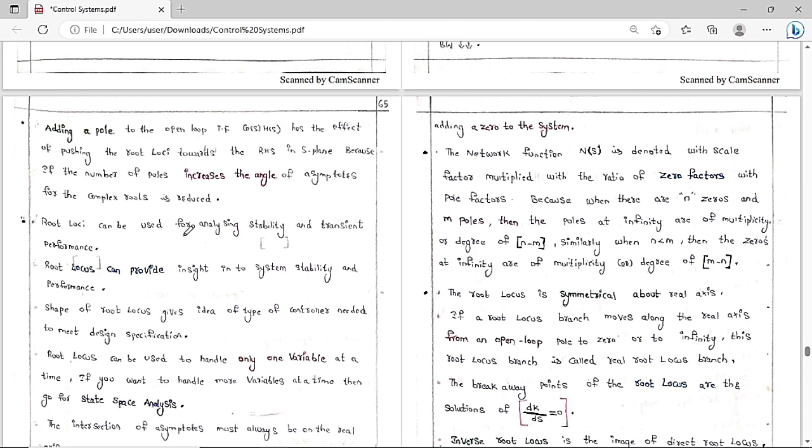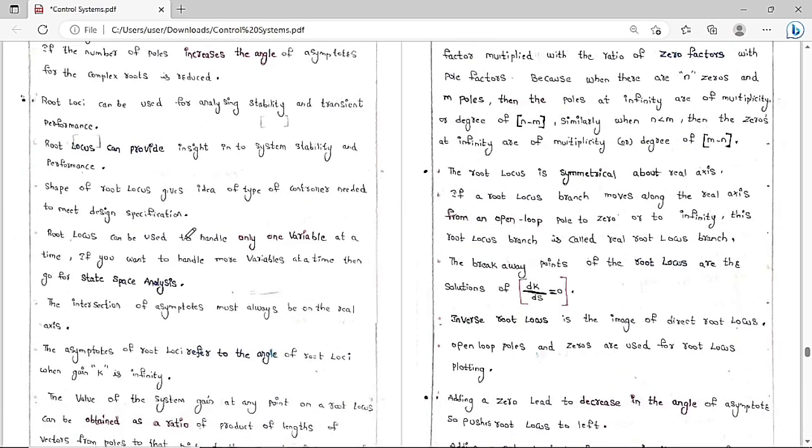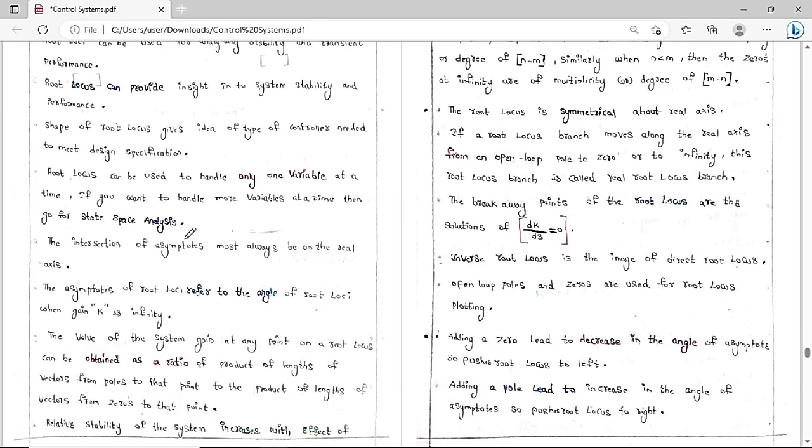The next point is that root locus can be used to handle only one variable at a time. If you want to handle more variables at a time, then go for state space analysis. I've already told you. So in the case of root locus, only one variable is varied at a time. But in the case of state space analysis, you can vary any number of variables.